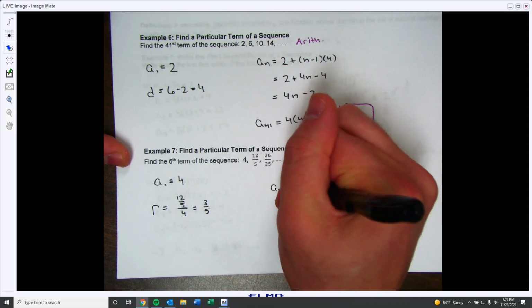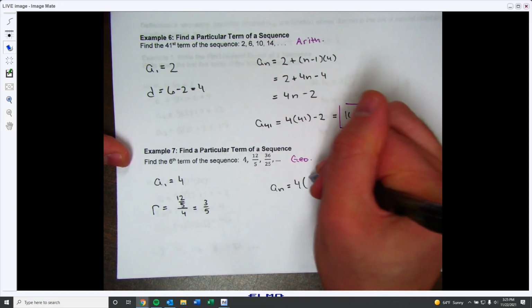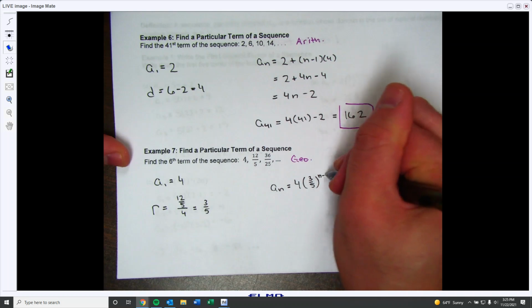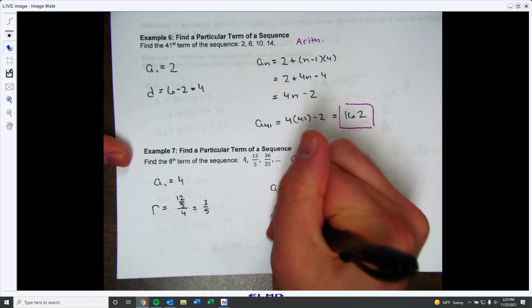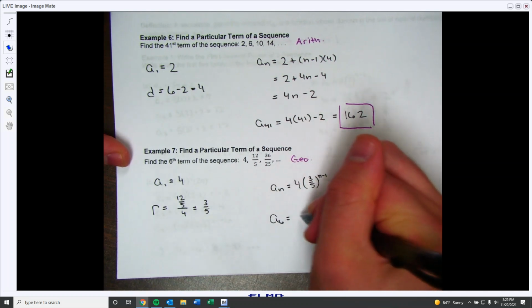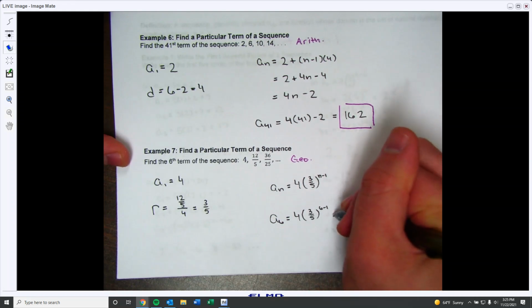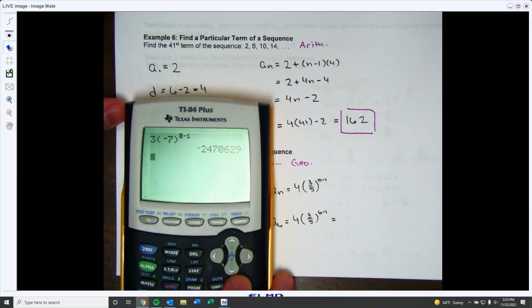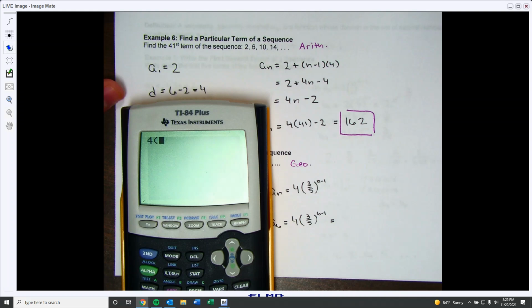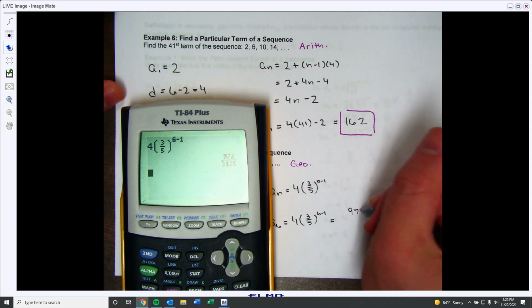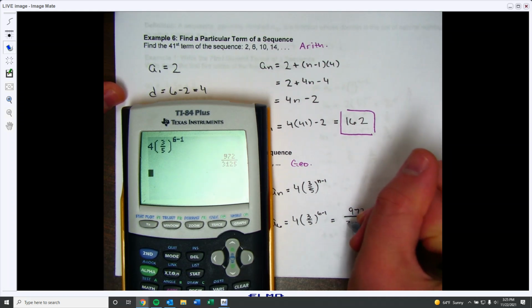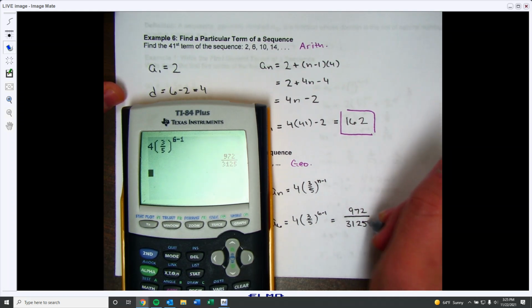Now for our formula, an, this is going to be 4 times 3 over 5 to the n minus 1 power. We're looking for the sixth term, so I have a6 equals 4 times 3 over 5 to the 6 minus 1 power. And like most geometric stuff, we're going to need to type it in. So I have 4 times 3 over 5 to the 6 minus 1. And we get that is 972 divided by 3,125.